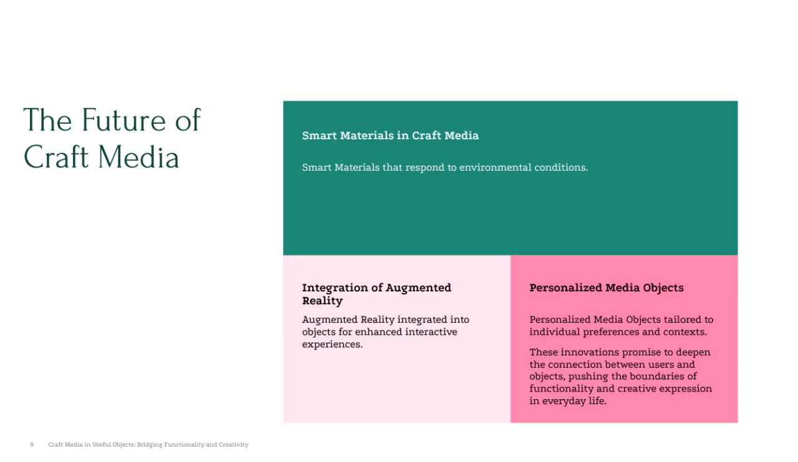When we look ahead to the future of craft media, several exciting developments stand out. First, smart materials are becoming more prevalent. These are materials that can respond and adapt to environmental conditions, making objects more dynamic and interactive. Next, augmented reality is being integrated directly into objects, offering immersive and enhanced experiences that blend the digital and physical world seamlessly.